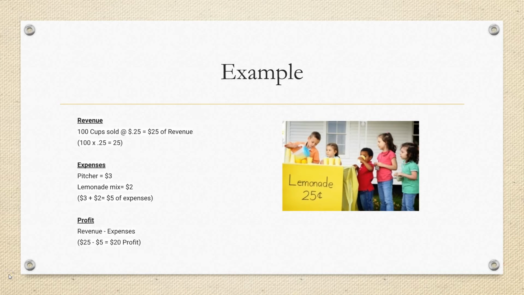To understand the term profit, we will continue with our example. If we sell 100 cups of lemonade at 25 cents, this means we made $25 in revenue. Our profit comes from subtracting our total expenses from our revenue. So if it costs $3 for a pitcher and $2 for mix, that means we take our $25 of revenue and subtract the $3 for the pitcher and the $2 for the mix. This means we end up with $20 of profit because we are subtracting the expenses from the revenue. A business must cover all of its expenses, and then whatever is left over is the profit.